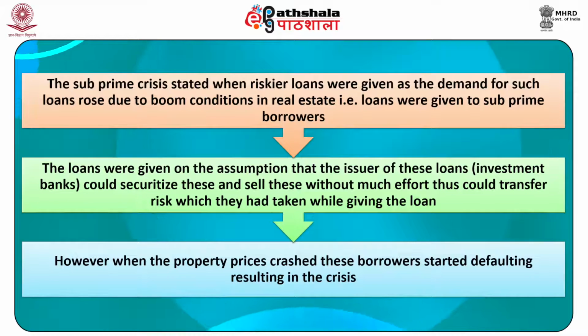The second crisis, the subprime crisis, occurred basically when riskier loans were given, as the demand for such loans rose due to boom conditions in real estate, which means loans were given to subprime borrowers, borrowers who were not so healthy in their balance sheets. So the loans were given on the assumption that the issuers of these loans, which means the investment banks, could securitize these and sell them without much effort, and thus could transfer the risk which they had taken while giving the loan. They thought that this risk they could transfer to somebody else. However, when property prices crashed, these borrowers started defaulting, resulting in the crisis.